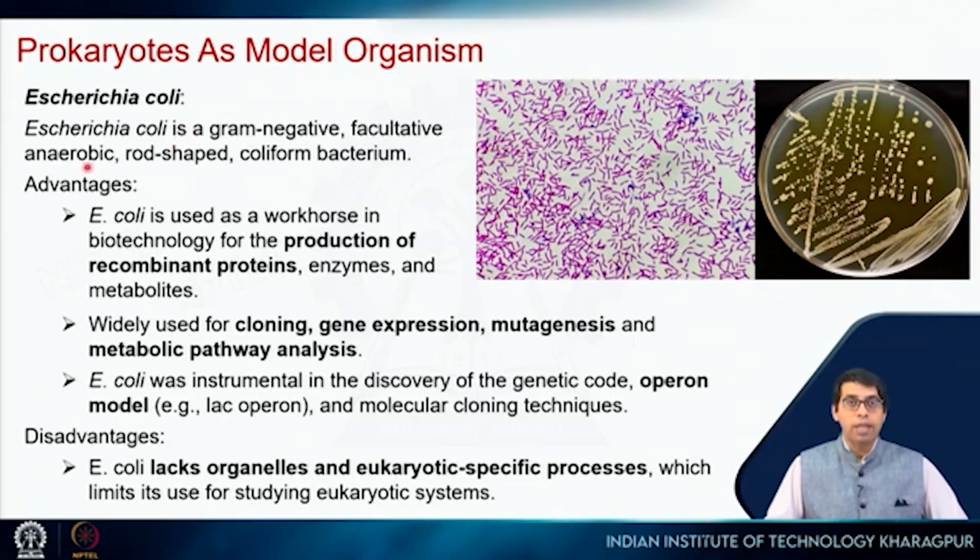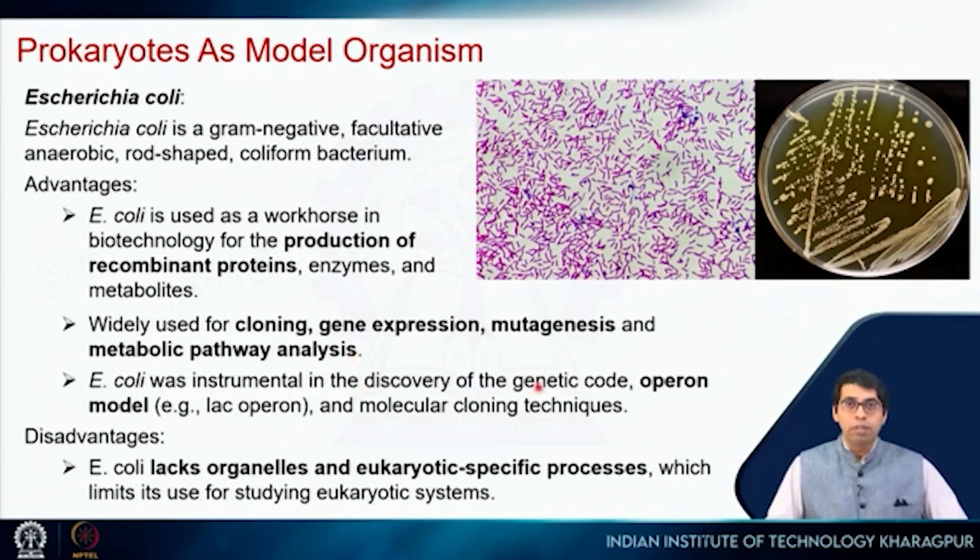It is facultative anaerobic, which means that in the presence of oxygen, it will use oxygen to produce ATP. So it will go through the aerobic process. However, in the absence of oxygen, it will go to the anaerobic metabolism, anaerobic process. It is rod-shaped, so you can see its rod-shaped like structure here. So E. coli has been a workhorse in biotechnology for the production of recombinant proteins, enzymes and metabolites. It is widely used for cloning, gene expression, mutagenesis and metabolic pathway analysis.